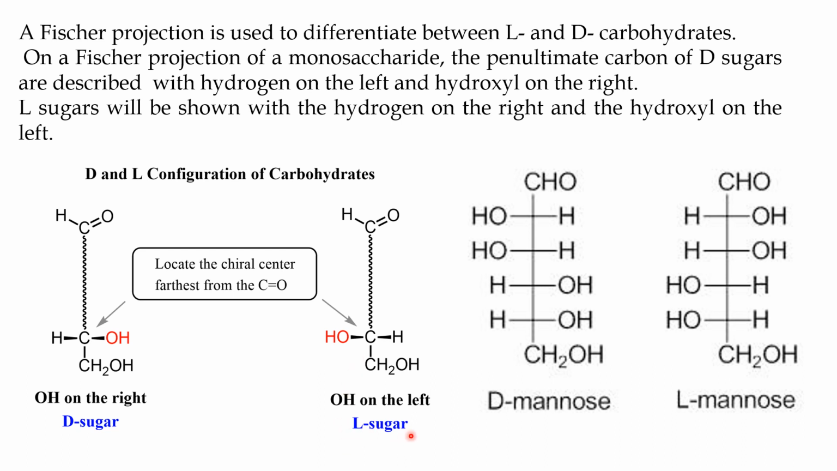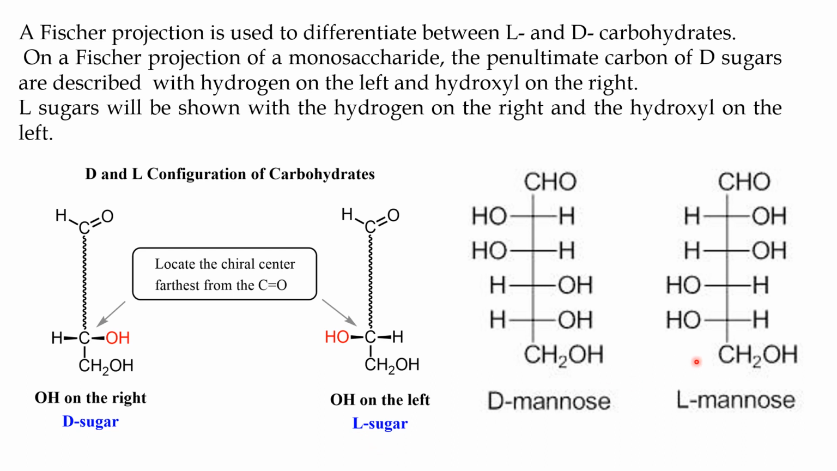Why is it an L sugar? Because the relative standard or reference is glyceraldehyde. In glyceraldehyde, if the OH group is on the left hand side, it is L-glyceraldehyde. Similarly, here the last or penultimate carbon atom is having the OH group on the left hand side. Hence, it is an L sugar.